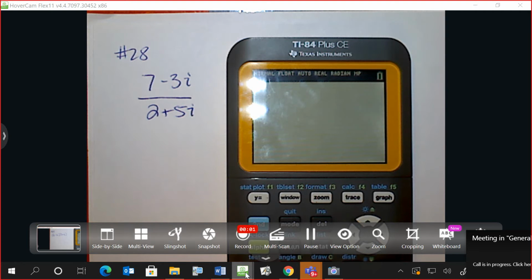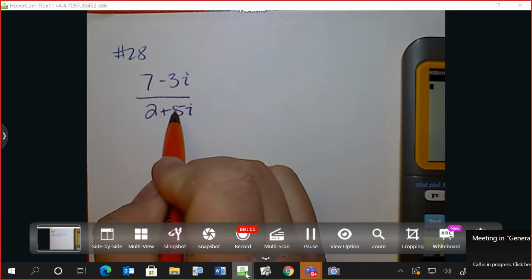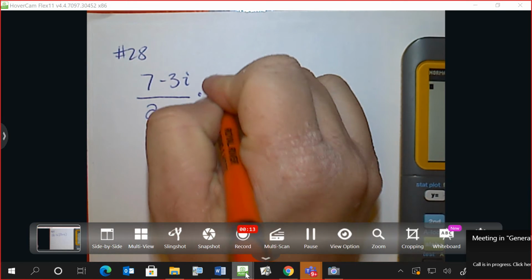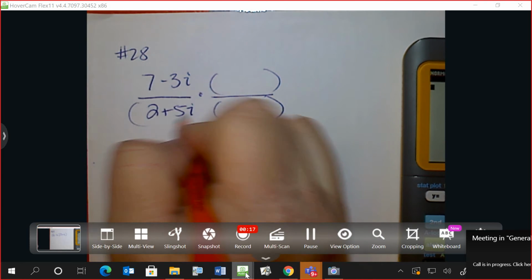In problem 28, we're going to use the calculator as a tool. So how do you divide this expression that has complex numbers with both a real part and an imaginary part? We're going to multiply by the conjugate of the denominator. So start by putting a multiplying symbol and then making your parentheses.